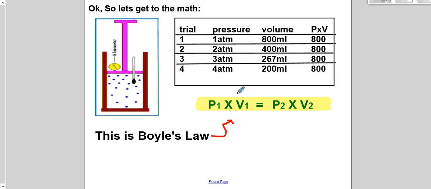So pressure times volume in any one instance will always be equal to the product of pressure and volume in a second instance. This is Boyle's law mathematically. P1 times V1 equals P2 times V2. You have this formula on your cheat sheet, so on a test or a final, you'll always be allowed to have it. What I want you to do is show me you know how to use it. Let's take a look at a couple of examples.